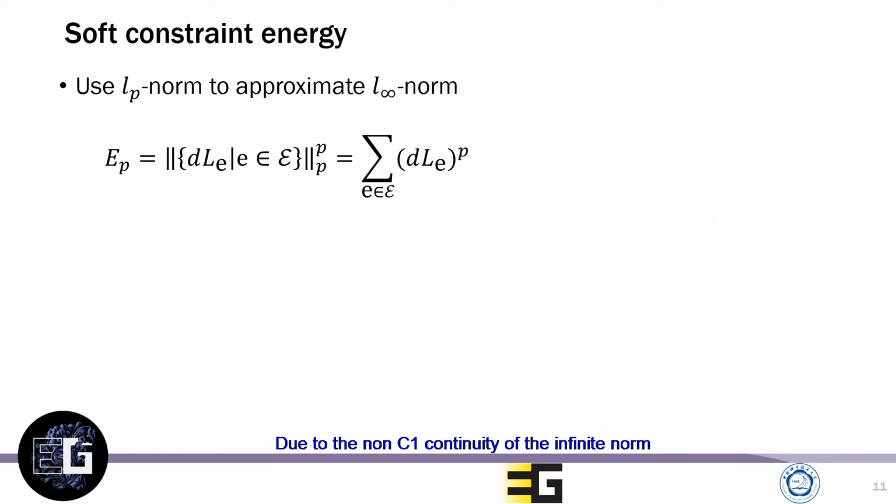Due to the non-C1 continuity of the infinite norm, it's difficult to directly optimize the L sub maximum to approach zero. Since the LP norm with a large P is a good proxy to approximate the infinite norm, we adopt the LP norm to define a new objective function. However, we observe that optimizing this function needs many iterations to obtain a small D L sub maximum in our experiments.